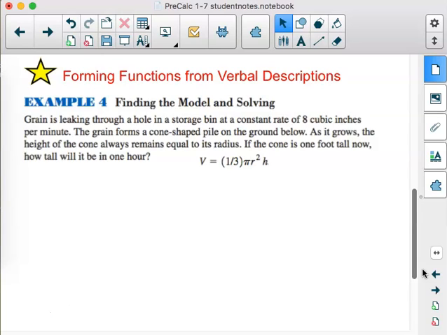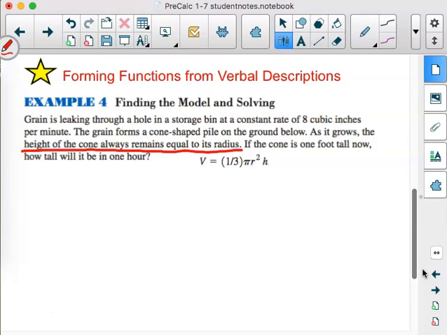Ooh, that sounds like a big deal. Height of the cone always remains equal to its radius. If the cone is 1 foot tall now, how tall will it be in 1 hour? Oh boy, well, we got some work to do here. All right, so first information they gave us was 8 cubic inches per minute.